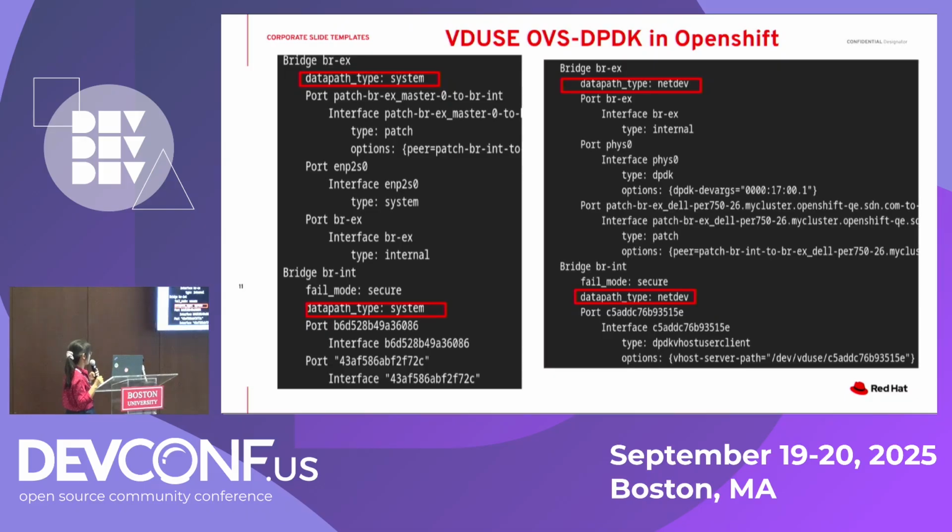This picture shows the data path changes in OpenShift. The left figure shows the OVS kernel bridge with the veth pairs. Its data path type is system. And the right figure shows the OVS-DPDK bridge with the VDUSE device. Its data path type is netdev.